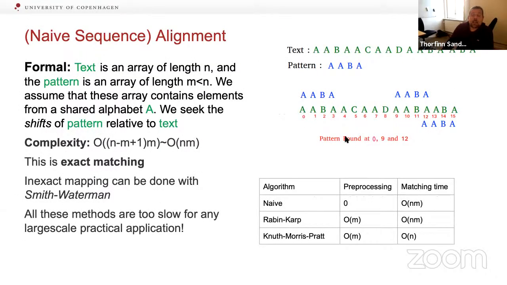Last time I talked about the naive approach for aligning. We have a text, this could be our reference genome, and then we have a pattern, this could be our sequencing data, and then we seek the offsets within our text where we have a match. In this example, we are looking for AABA in this long text string, AABAAC and so forth. We find a shift at position 0, at position 9, and at position 12. Again, this is exact match.